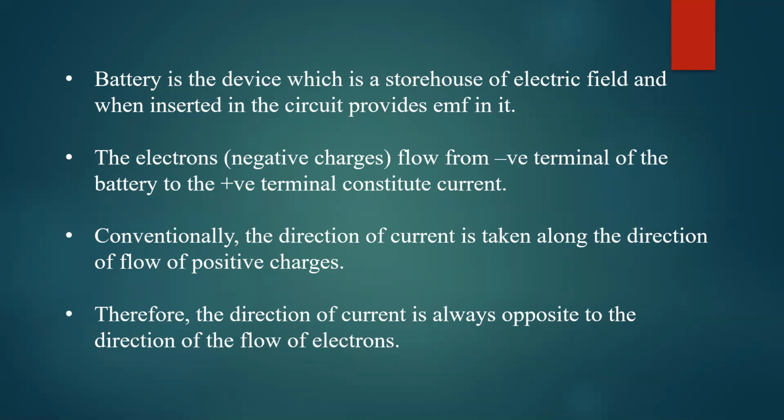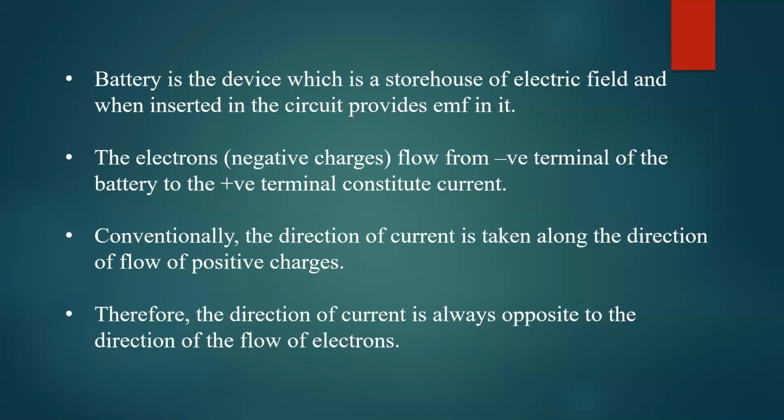So how is current observed? How is electric current observed? Current is observed when electrons flow from the negative terminal of the battery to the positive terminal of the battery through a conducting path.